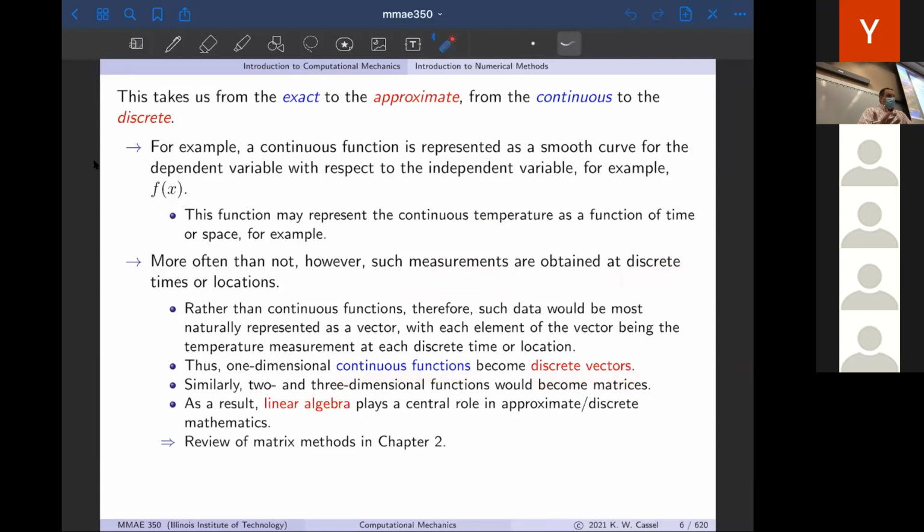That's now linear algebra. So we're going to be using a lot of linear algebra, and we'll spend some time in chapter 2 reviewing it. And matrices will come in, vectors will come in, and they'll be very important. So the way the functions are expressed will not be continuous, but discrete. And the numbers themselves are no longer exact, they're approximate. So both of those things are going to have consequences for us as we move through this.